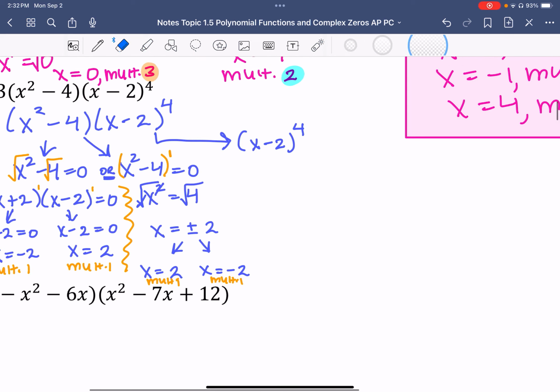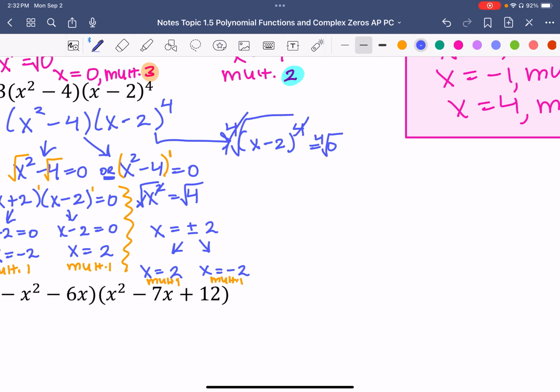Okay? And then here we have the last factor. Set it equal to 0. To get rid of the power of 4, I'm going to do the fourth root, so that the fourth root and the power of 4 cancel, and I'm left with x minus 2 equals 0, then x equals 2, and this one would have a multiplicity of 4.